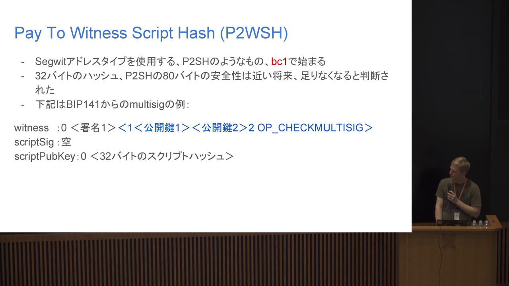Last, we have pay-to-witness-script-hash, which, for this example, I do another 1-of-2 checkmultisig. So the script sig is empty again. The script pubkey is zero followed by a 32 byte push. It's also a replacement for P2SH, hashing the script, but doing it inside a stronger hash. P2SH only has 80 bits of security, which is deemed insecure in the nearest future. The Bitcoin network does many more hashes frequently, like daily or something like that. So it's deemed insecure.